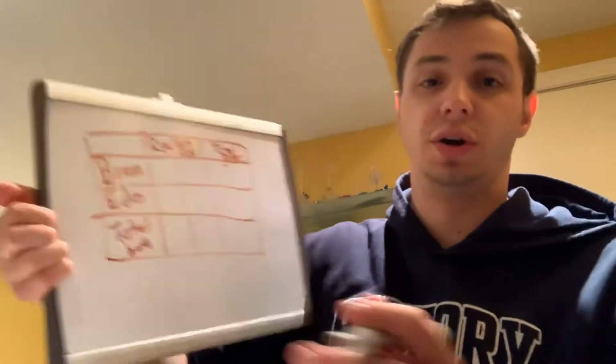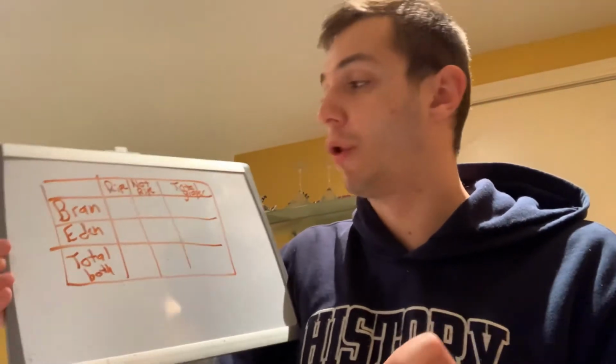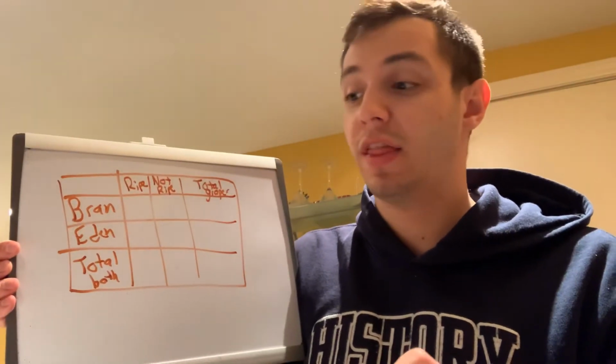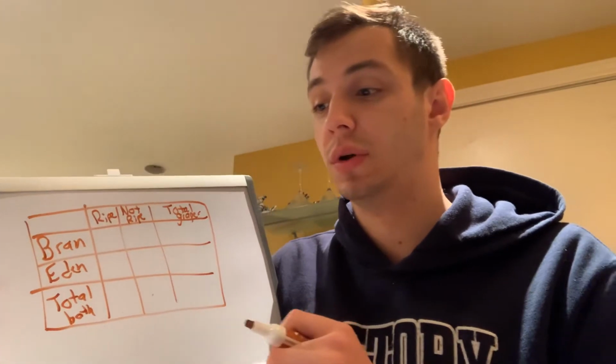Then we have how many grapes were ripe, not ripe, and then total grapes. Okay, so this is our chart. So what we have to do is we're going to fill in 4 of the missing numbers. Then we're going to have to solve for the rest of the numbers.